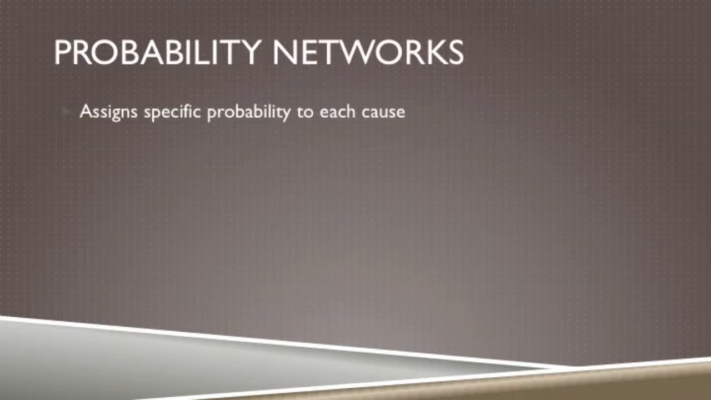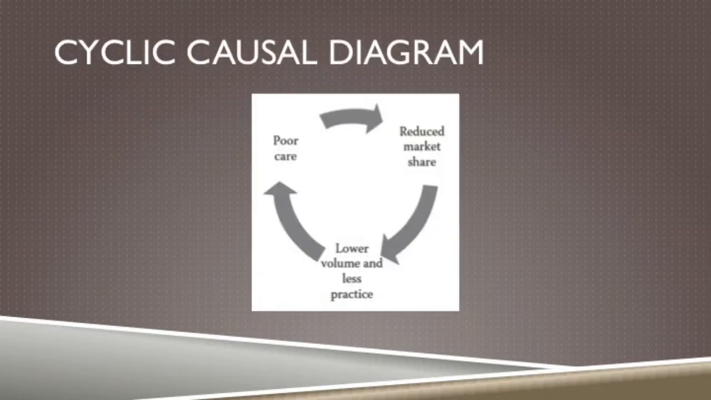Probability networks take a step beyond causal diagrams to assign specific probabilities to each cause. This diagram shows a series of events that can be organized into a probability network. They cannot model causes that feed into themselves. In this case, poor care leads to lower market share, which then leads to lower volume and less practice. This lack of volume and practice leads to even poorer care, and the cycle continues.